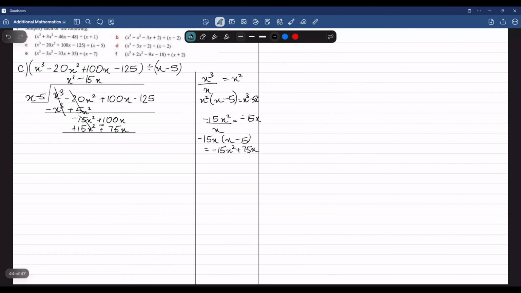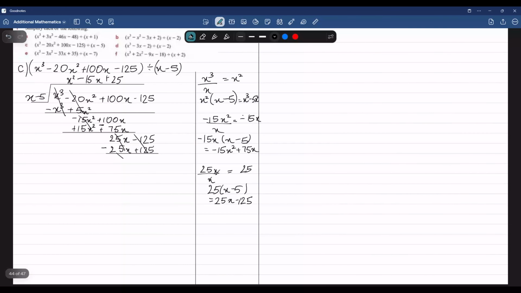Now this would give us 25x minus 125, and again 25x divided by x is going to give us 25 again. 25 multiplied by x minus 5 is going to be equal to 25x minus 125. Now again we have got the same value, 25x minus 125, and that comes from adding 25. Divide this whole thing and subtract it, so negative becomes negative and this becomes positive.